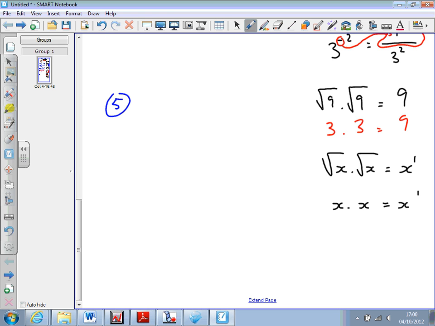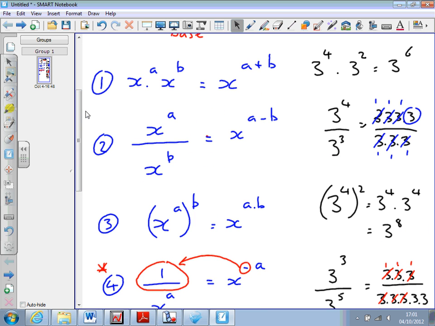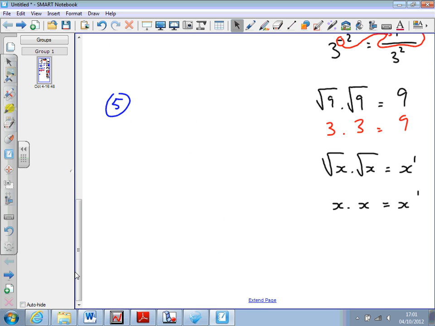So x raised to some power multiplied by x raised to the same power has got to equal x to the 1. So what must this number be from the first law of indices? What does the first law of indices tell us? Add them. So what two numbers added together give 1? A half. Well done. X to the half multiplied by x to the half gives x to the 1. The square root of x times the square root of x gives x to the 1.